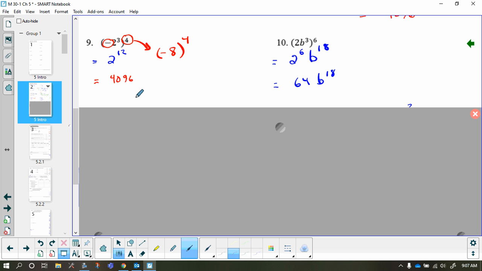Now, when we're asked to simplify and we have a mixture of numbers and variables, typically that means we want to evaluate the numerical part and then just simplify the variable part. So here, when I have this base, notice this 2 is part of the base, so it gets this exponent of 6 applied to it as well. So that's why we get the 2 to the 6, which gives us 64. And then I can multiply this 3 and the 6 to give me the 18 as the exponent for the b. And that would be our simplified answer for question number 10.